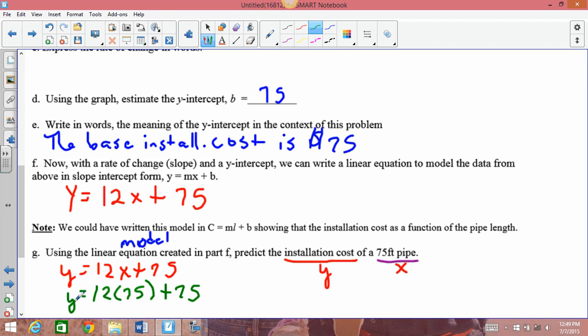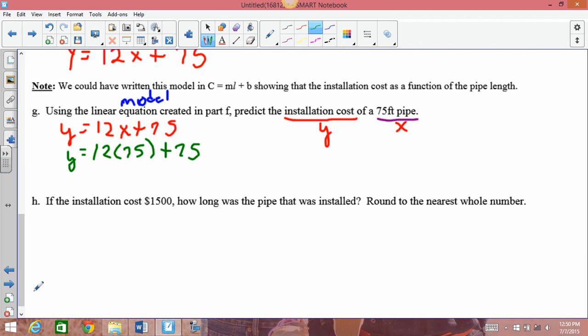And I just pop that in my calculator. 12 times 75 plus 75 should give you 975. This is what Y is. Y is installation cost, so let's put a dollar sign in front of that. So we're talking about $975 would be the cost to put in 75 feet of pipe.